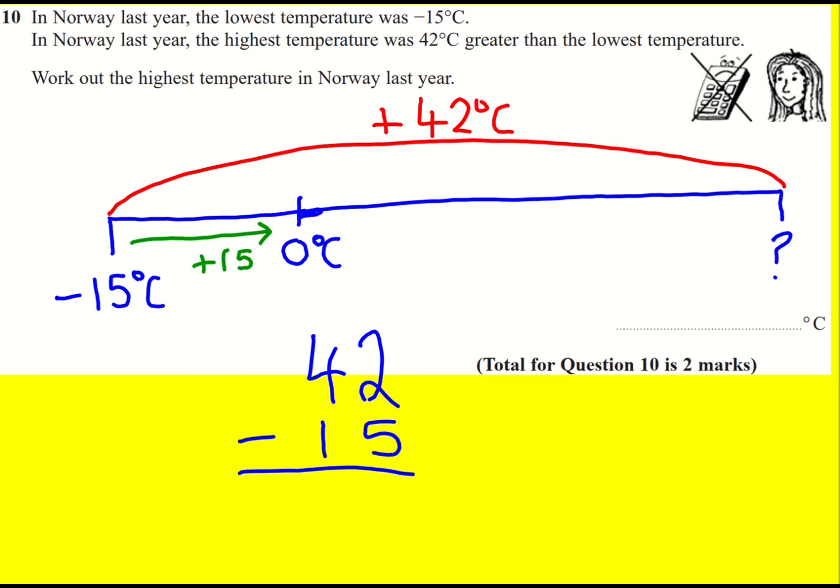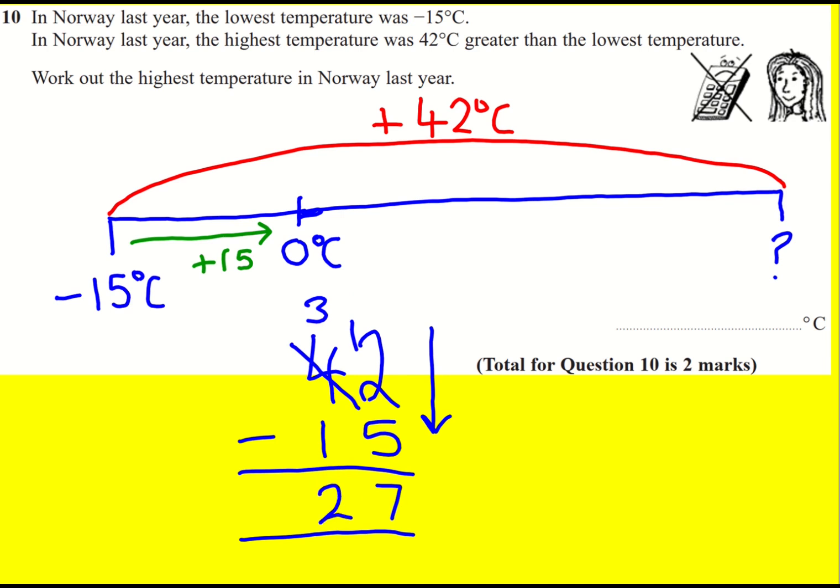So if I do this subtraction, 2 take away 5, because obviously I'm reading from top to bottom and starting with my units column, 2 take away 5 I can't do, so I'm going to borrow from here. That drops down to a 3, that becomes 12. 12 take away 5 is 7, and 3 take away 1 is 2, so 27.